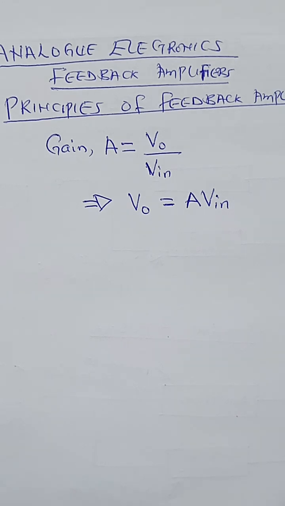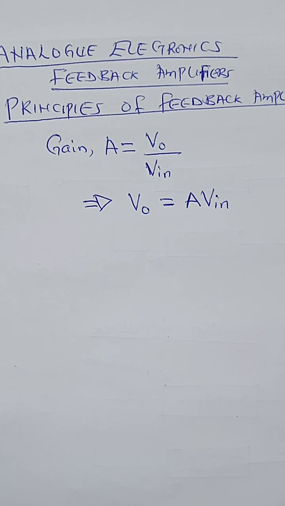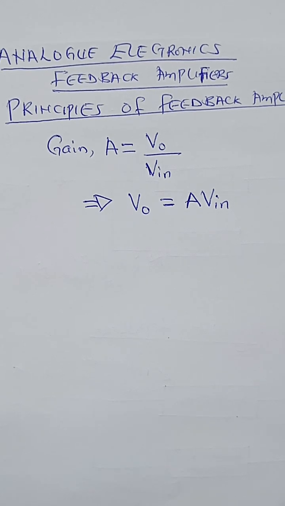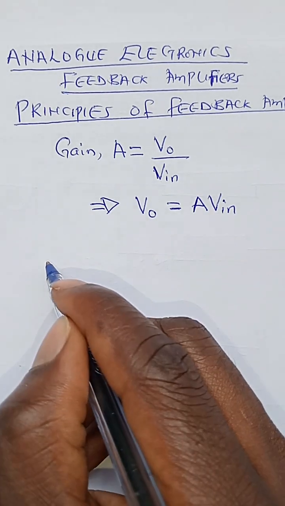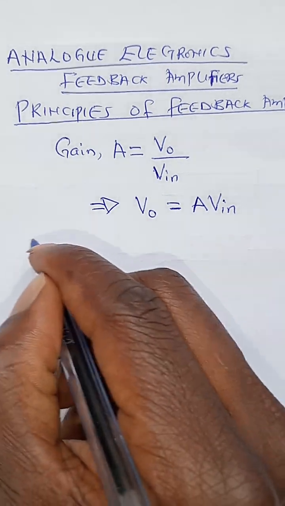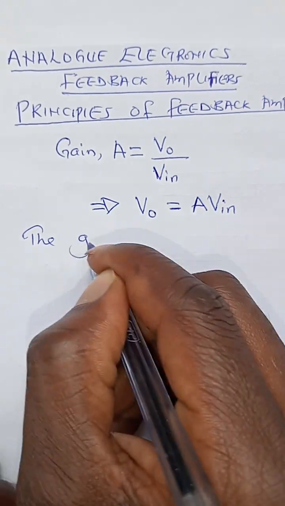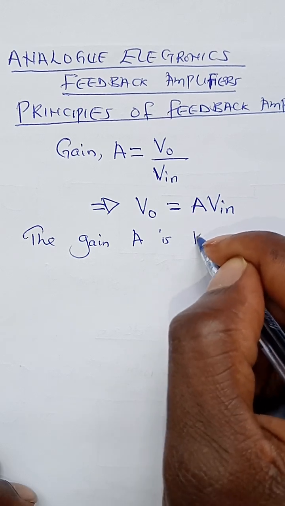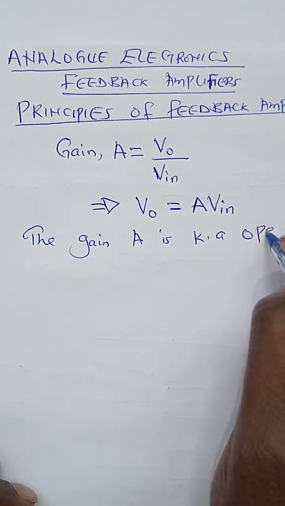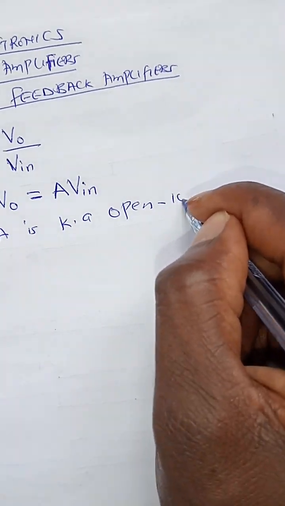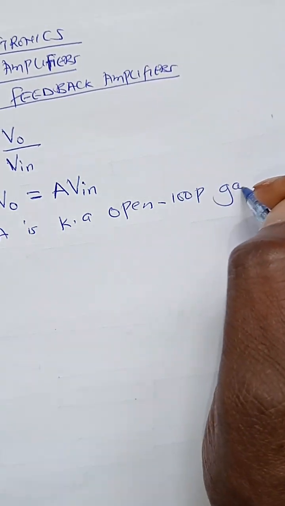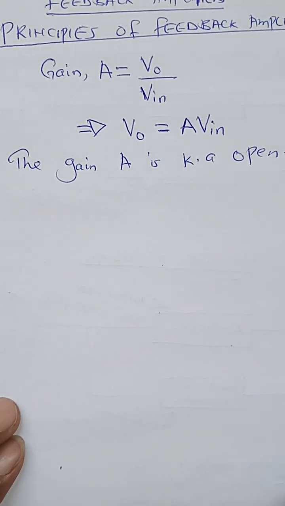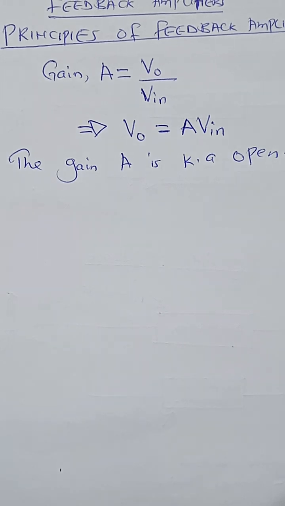Now, for amplifiers without feedback, their gain is known as open loop gain. So the gain A is known as open loop gain because it has got no feedback energy.